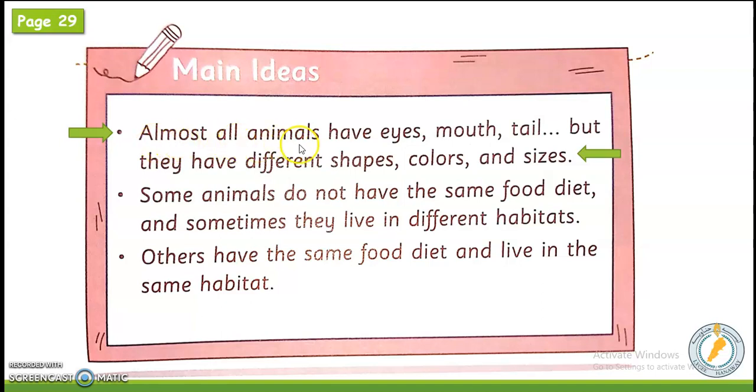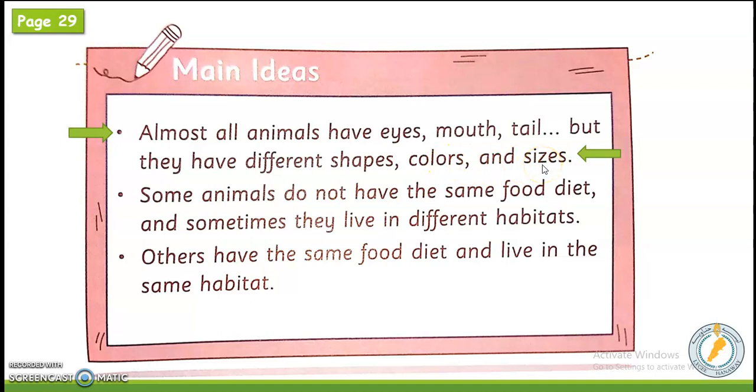almost all animals have eyes, mouth, and tail, but they have different shapes, colors, and sizes. So, although they have eyes, mouth, and tail, we saw that in the picture. The monkey has eyes, the cow has eyes, they both have tails, etc. They all have a mouth, but they have different shapes, different colors, and different sizes.